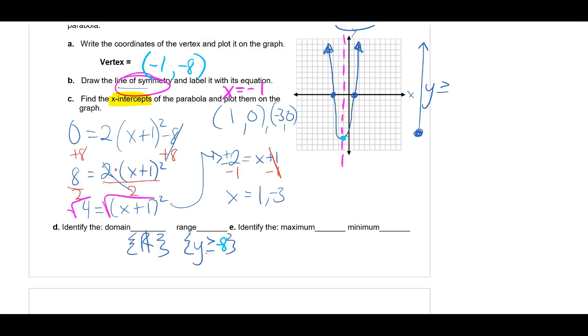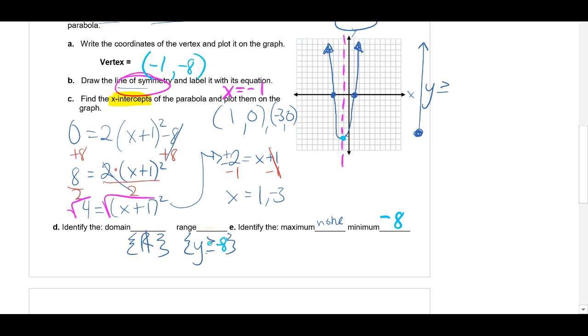And now, how about the maximum? What is it? Well, there is no maximum. There's no top to our graph. So there's none. And how about the minimum? Minimum is the bottom of the graph, and there is a bottom. And we want to know the y value at the bottom, and that y value is -8. Hey, guess what? Same -8 that came from the vertex, and we used it in the range.